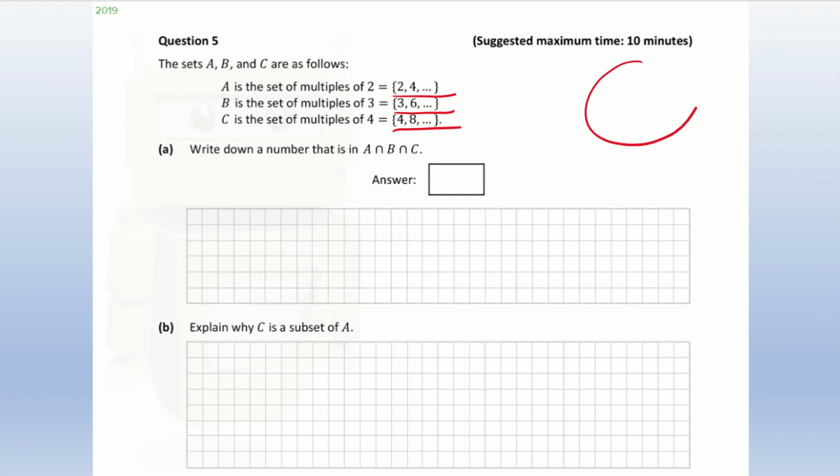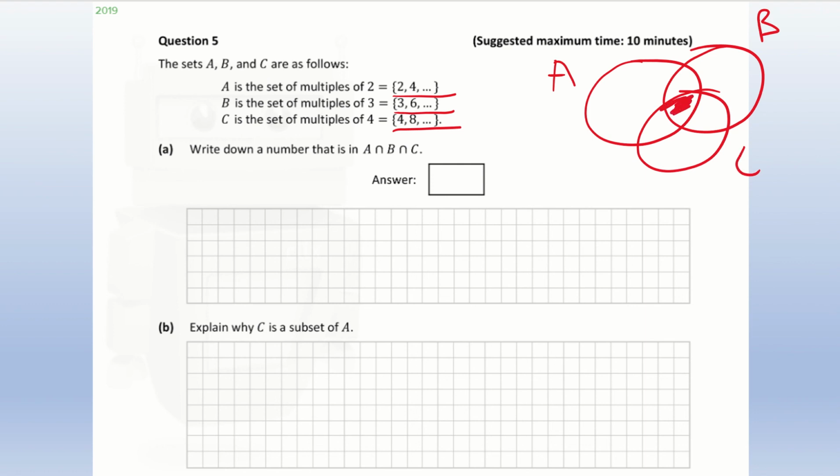I'm just going to scribble out some rough work here. So A, B and C, the intersection there will be this part here, and basically that's a number that is a multiple of 2, 3 and 4. So there's quite a few answers that you could put in your box here. I suppose the easiest one, the lowest common multiple of all of those, is 12, but you could have had 24, you could have had 36, you could have had basically any multiple of 12 there in your box. That was your question A, fairly straightforward.